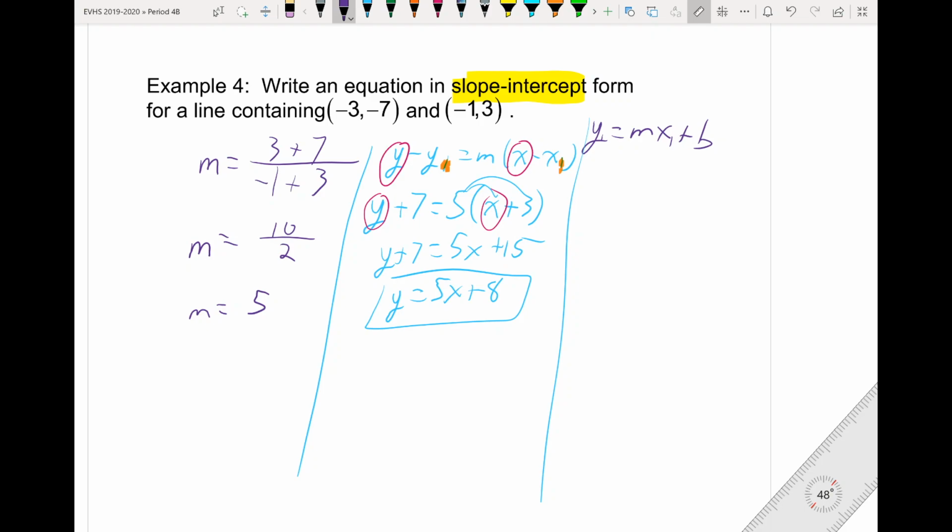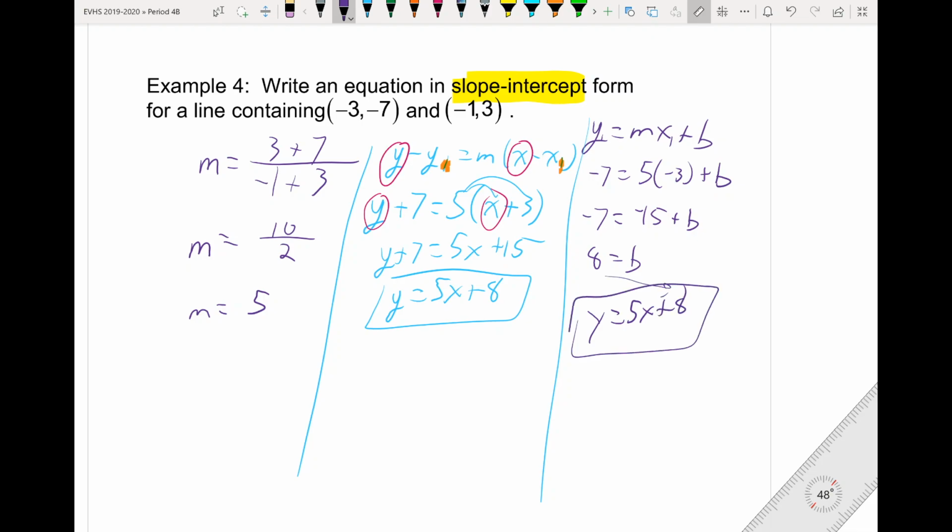So in that case, I would say negative 7 is equal to m is 5 times x1 is negative 3 plus b. Negative 7 equals negative 15 plus b. Add 15 and gives me 8 equals b. And then I plug in my slope and my y-intercept. Y equals 5x plus 8. Either way, same result. I don't care which one you use. Yeah, I'll just plug the coordinate into slope-intercept.